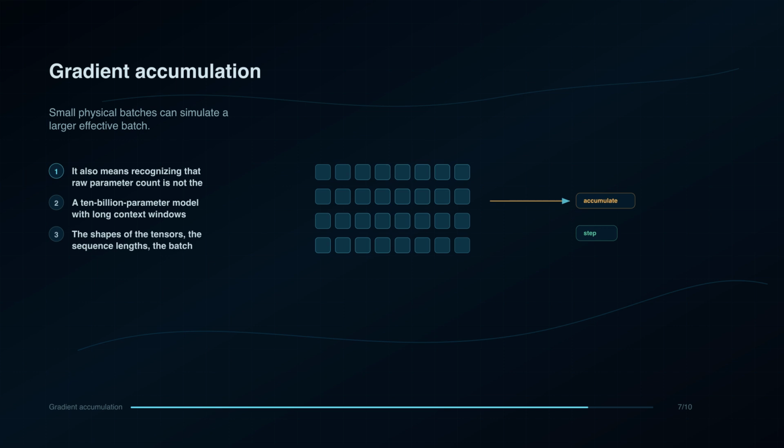It also means recognizing that raw parameter count is not the only measure of model cost. A 10 billion parameter model with long context windows might consume more memory and compute than a 30 billion parameter model with short contexts. The shapes of the tensors, the sequence lengths, the batch sizes, and the hardware all interact in complex ways. Effective model design requires balancing all these factors, not just maximizing parameters.